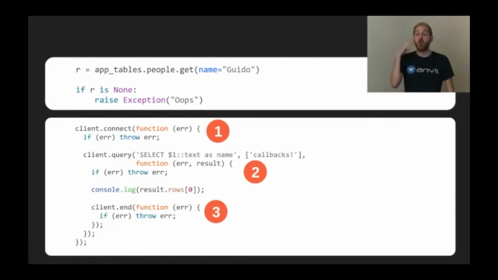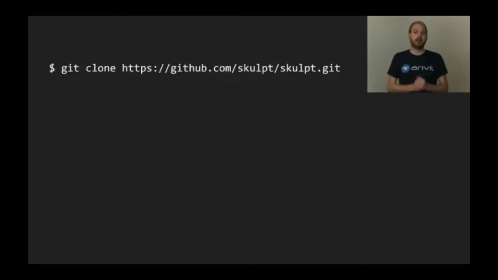But we have a Python to JavaScript compiler. Could we somehow automate the conversion of this into this? Well, yes, we can. Let's check it out and get exploring.